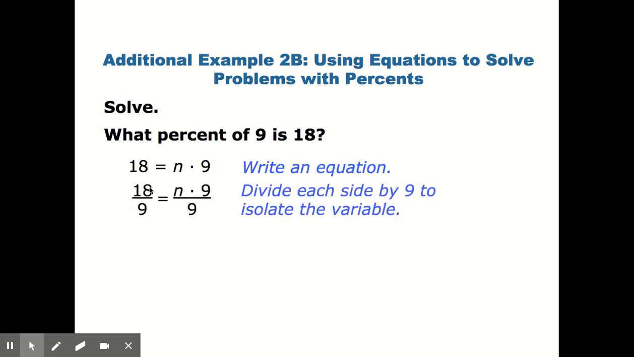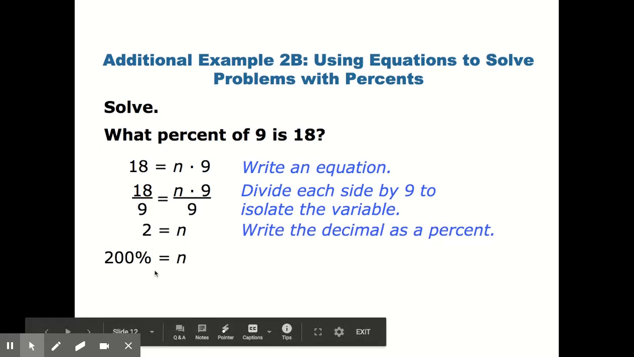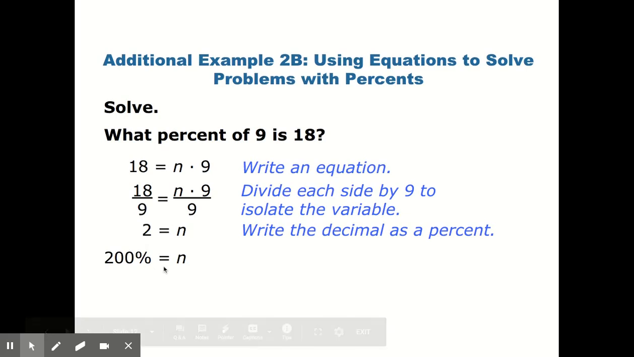Okay, we're going to divide both sides by 9. That leaves us n equals 2. So therefore, n is 200%, which makes sense because if 9 is 100%, and if you double it, 18 would be 200%. So 18 is 200% of 9.